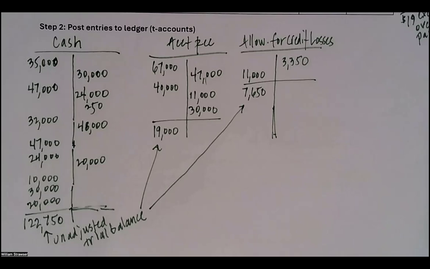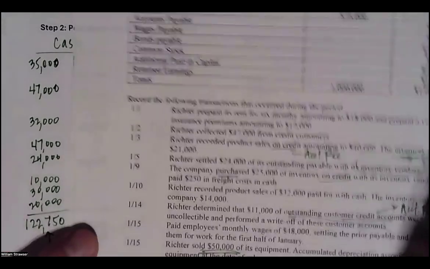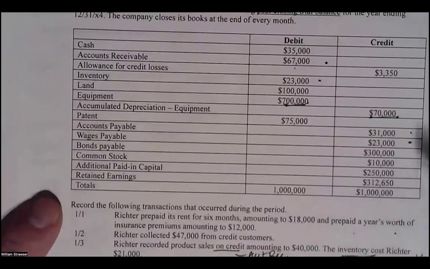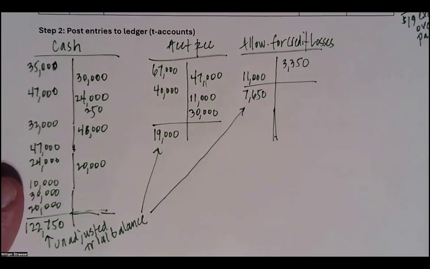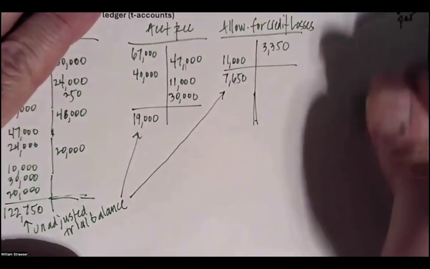All right. The only other things that might even cause you to question would be something like maybe the prepaid accounts. We didn't have a prepaid account as a beginning balance. So they're not here, right? But we made entries for them. So we have to have an account for them to live in.